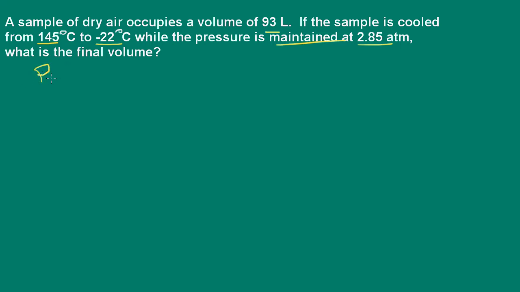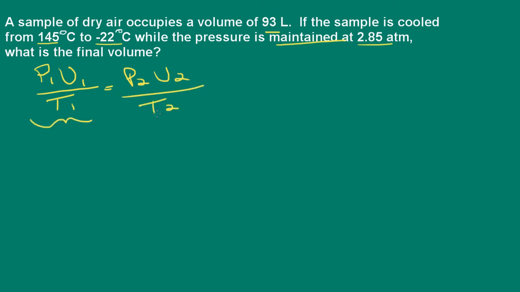And let me go ahead and write that for you. P1V1 over T1 equals P2V2 over T2. So remember, these are initial conditions and these are final conditions. And we're going to assume that n is constant. And remember, n is the number of moles. Okay? So let's go ahead and write down our variables here.